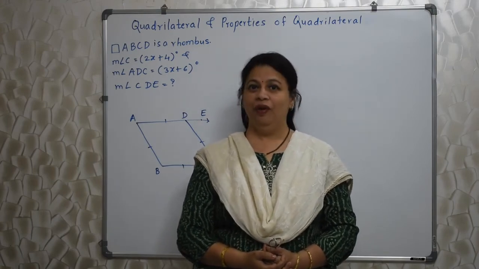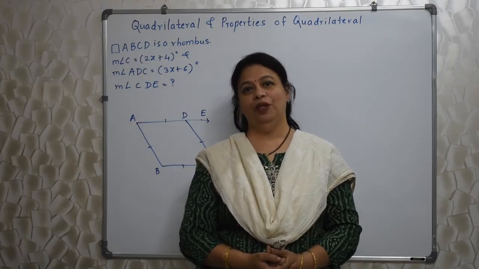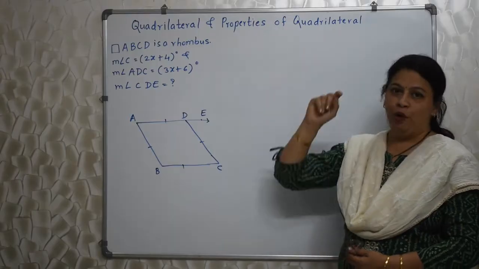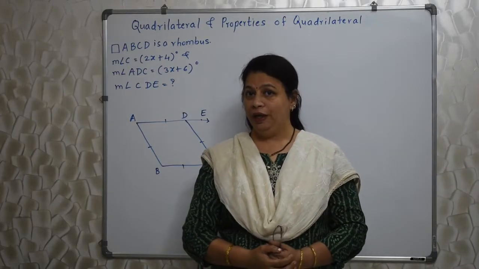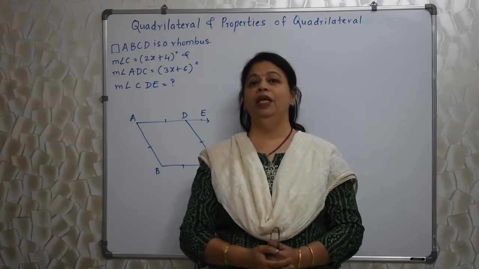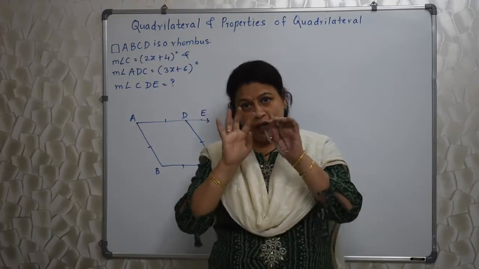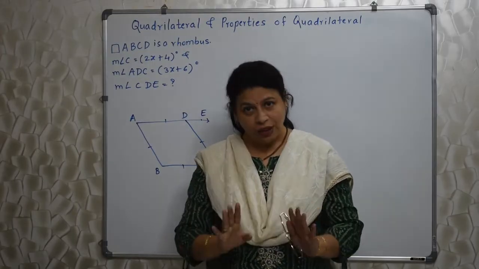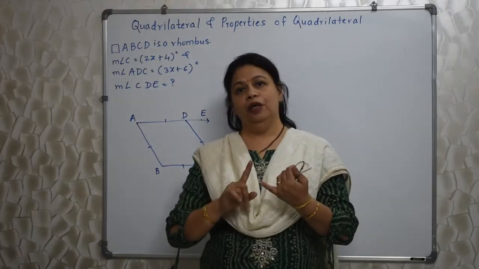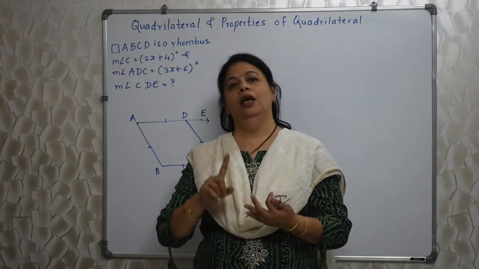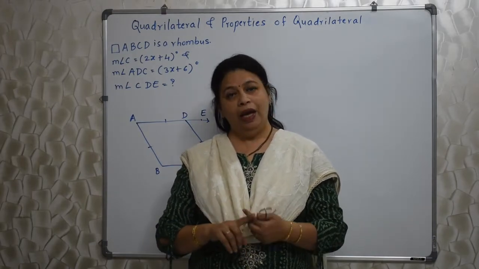Today we will be covering one more important topic from 8th standard scholarship. The name of the topic is Quadrilateral and Properties of Quadrilateral. Students, here you are expected to know what is the meaning of quadrilateral. Quadri means 4. Any closed figure which has 4 sides is called a quadrilateral. It may be a square, rhombus, rectangle, trapezium, parallelogram, anything.